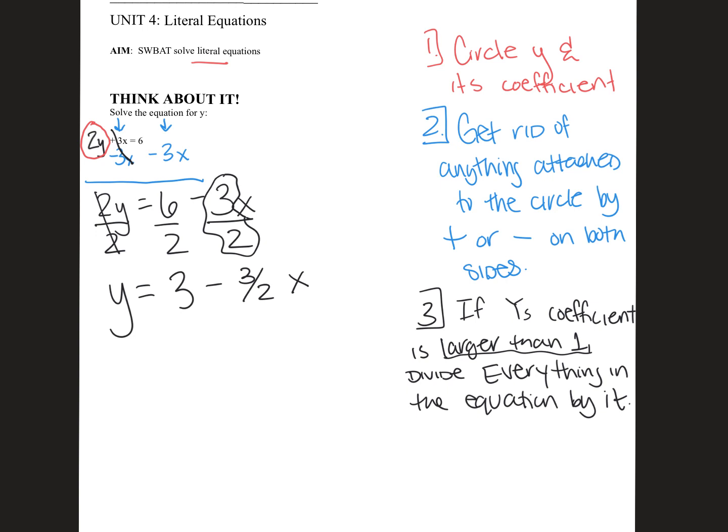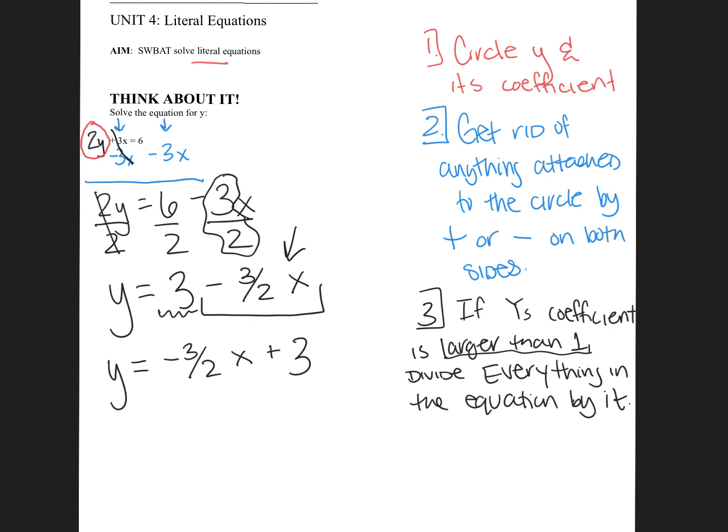Now, this equation is out of order. We have to start now writing our equations in the correct order. So the order is y always comes first, and you always put your letters, your variables, before your constants. So we're going to move the negative 3x to the front, and then we're going to move this 3 to the end, and it's a positive 3. So that's what this equation simplifies to.